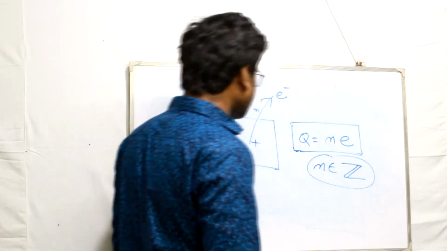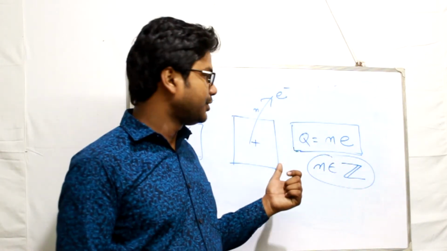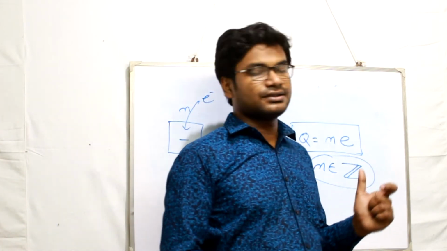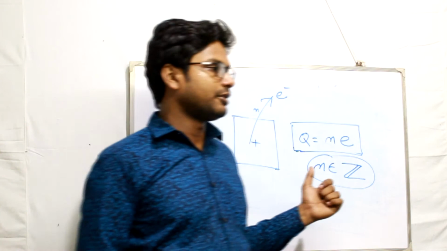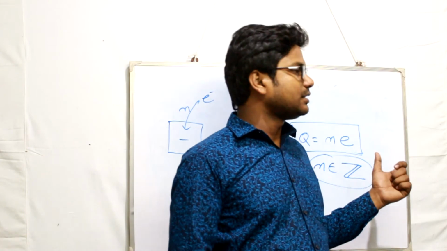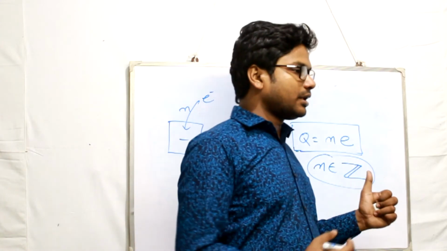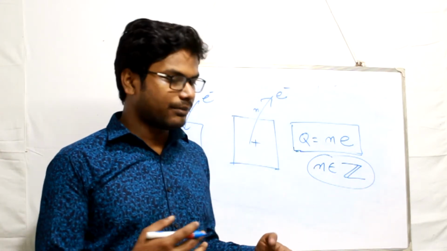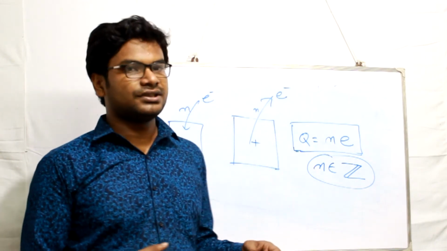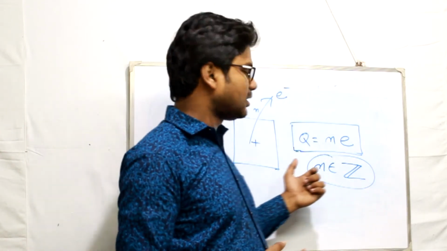Now, although quantization of charge says that the charge should be an integral multiple of the electronic charge, the amount of electronic charge is actually very small, of the order of 10 to the minus 19 coulomb. That is the reason we usually do not consider the charge to be quantized. We generally consider the charge to be continuous, and later on we'll study continuous charge distributions: line charge distribution, surface charge distribution, and volume charge distribution. But for the time being, we're just discussing that charged particles are quantized.